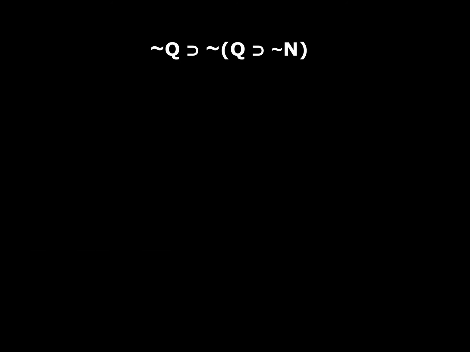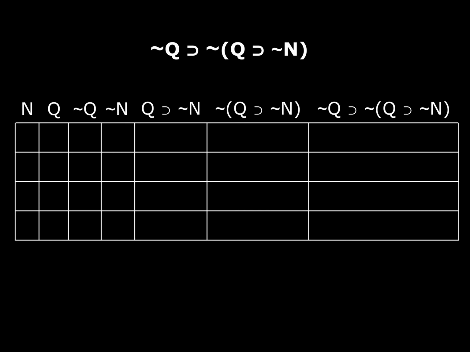So let's do another one. If not Q, then it's false that if Q, then not N. Here's the truth table. Remember, as always, we're just going to stipulate, or just as a convention, we're going to do all of the atomic statements in alphabetical order. So even though Q shows up first in the linear order here, alphabetical order, we're going to do N and then Q. So just as a reminder that we're going to do that.